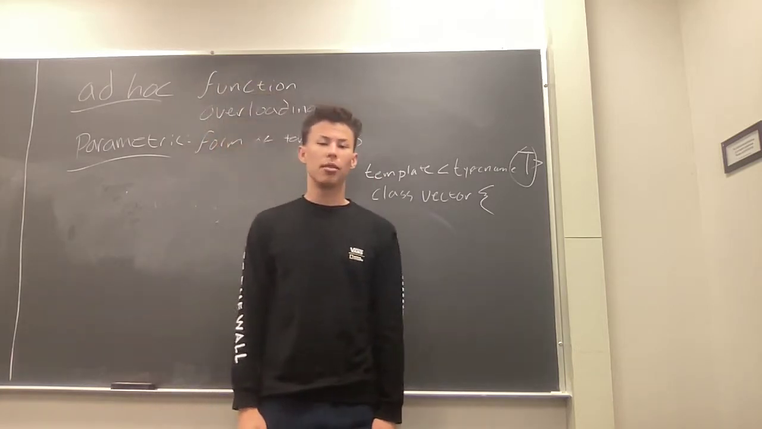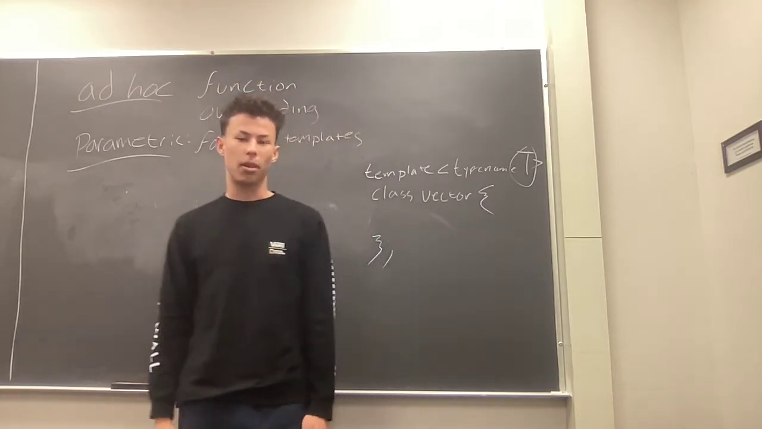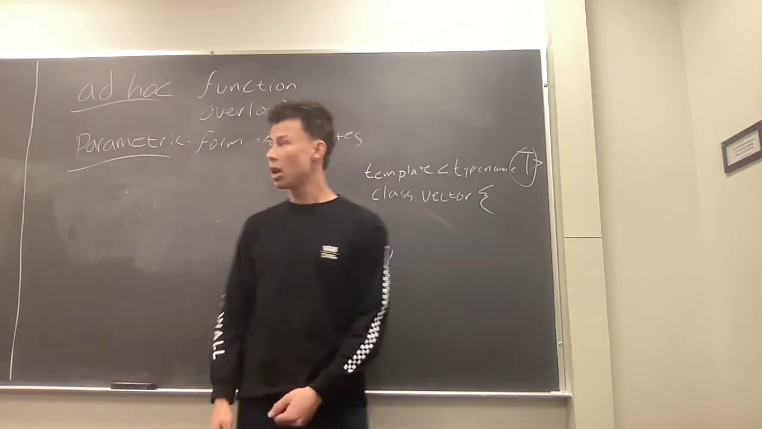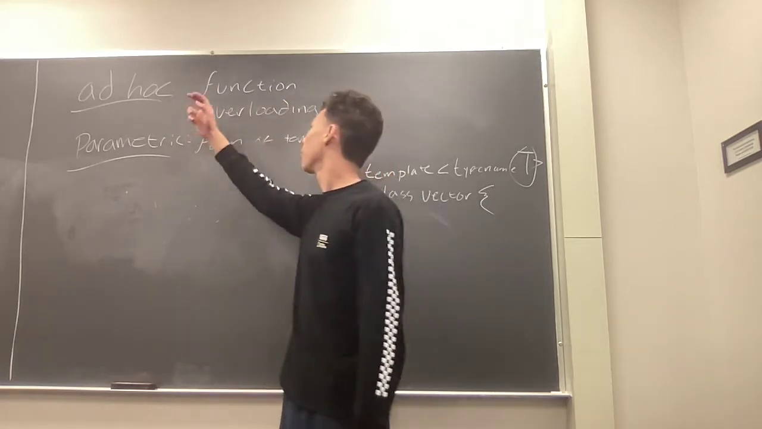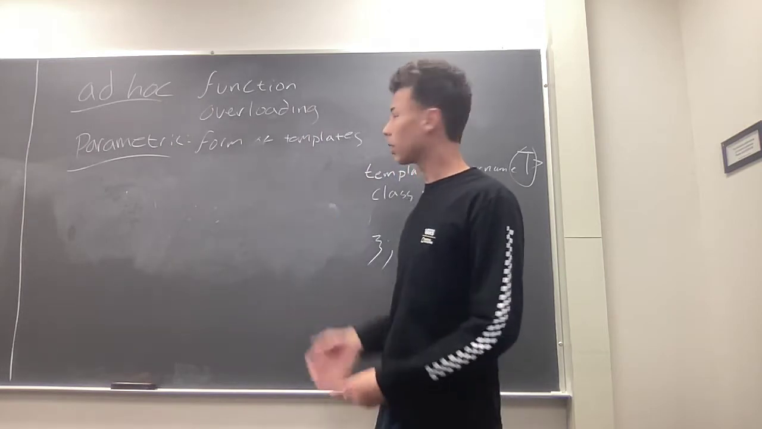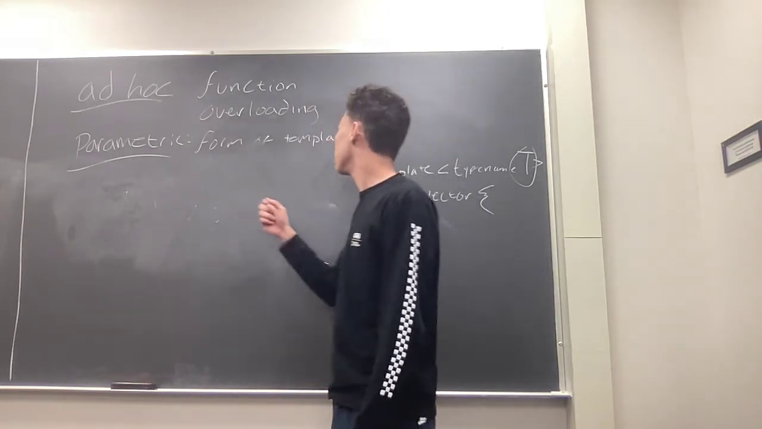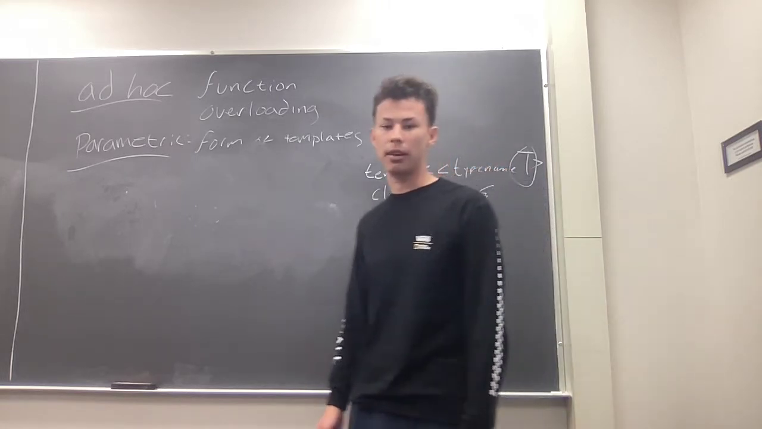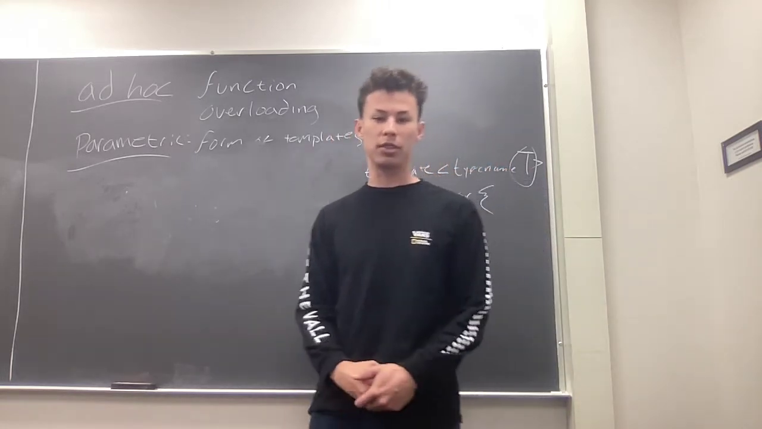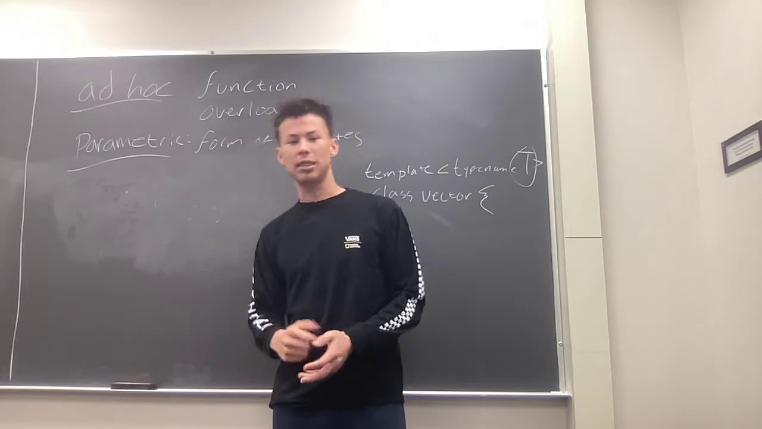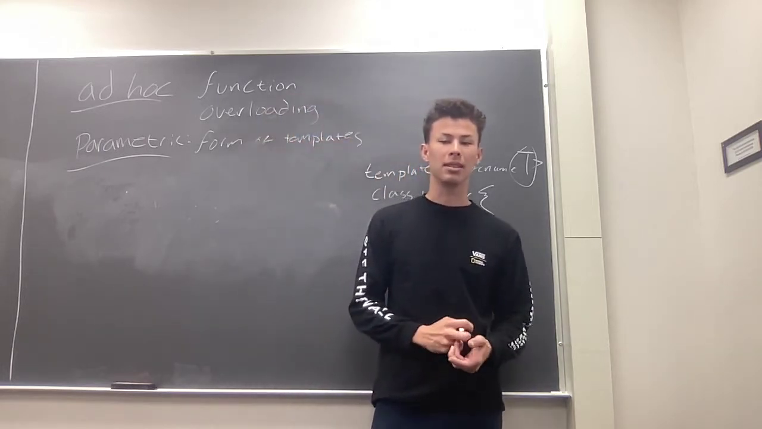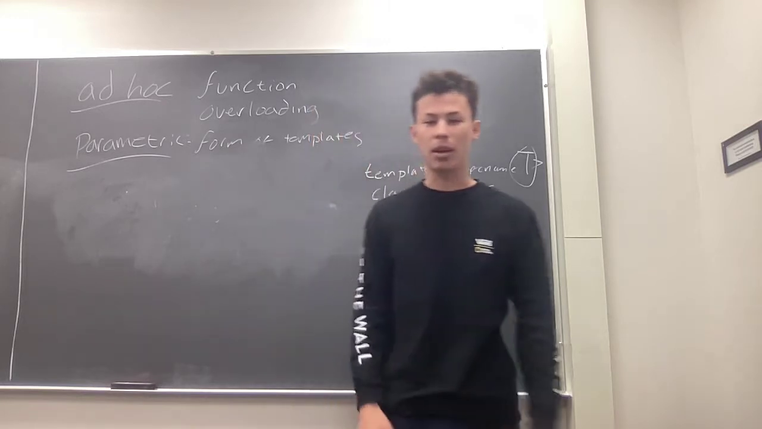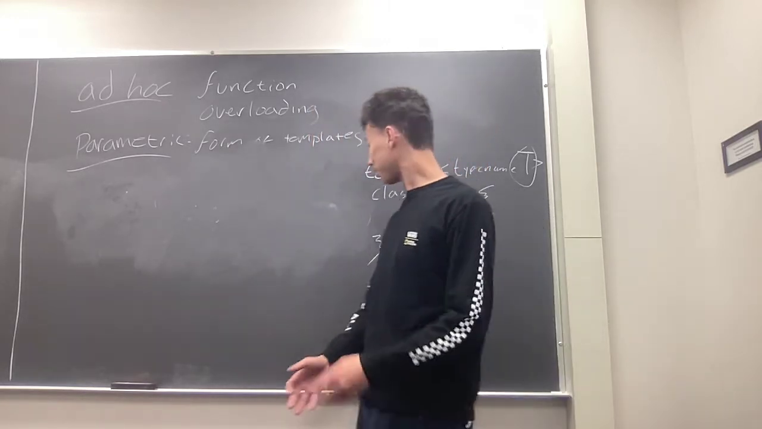So we have three types of polymorphism. We have ad hoc polymorphism, we have parametric polymorphism, and subtype polymorphism. So ad hoc polymorphism is function overloading. Parametric polymorphism is just in the form of templates. I'll get into that later. And the third is subtype polymorphism, which allows a derived class object to be used where a base class object is expected. I will not be talking about that today. It's a bit more complicated, and I do not have the time.